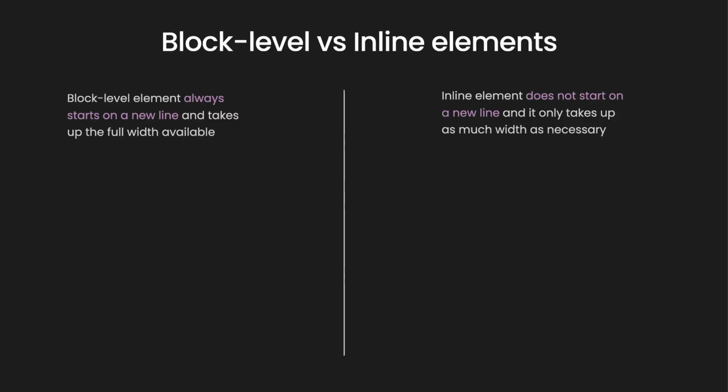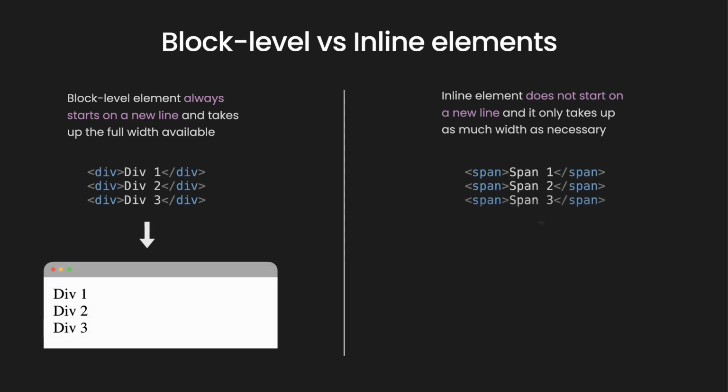By default, an element can be either a block level or inline element. Block level elements are the elements that always start on a new line and take up the full width available. Inline elements are the elements that do not start on a new line, and they only take up as much width as necessary. Two elements that represent block level and inline elements are div and span.